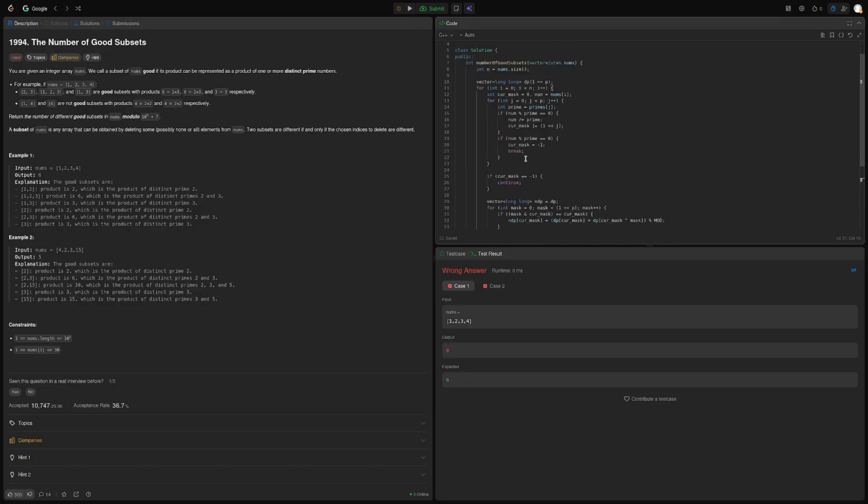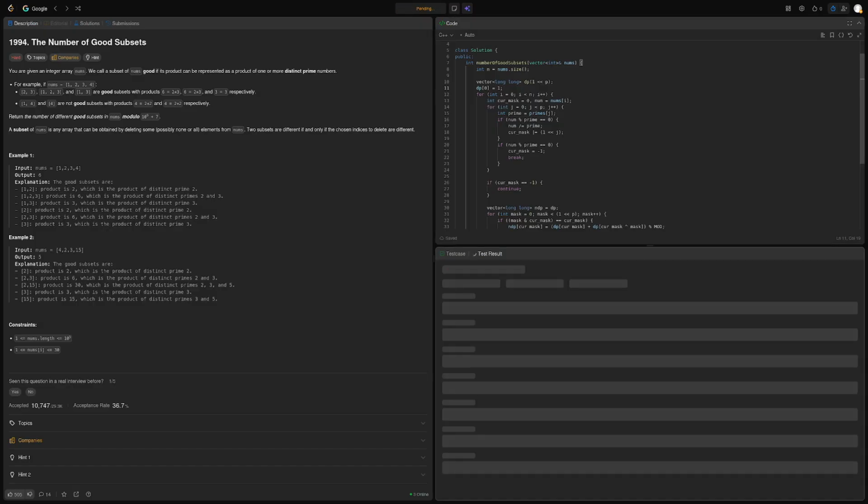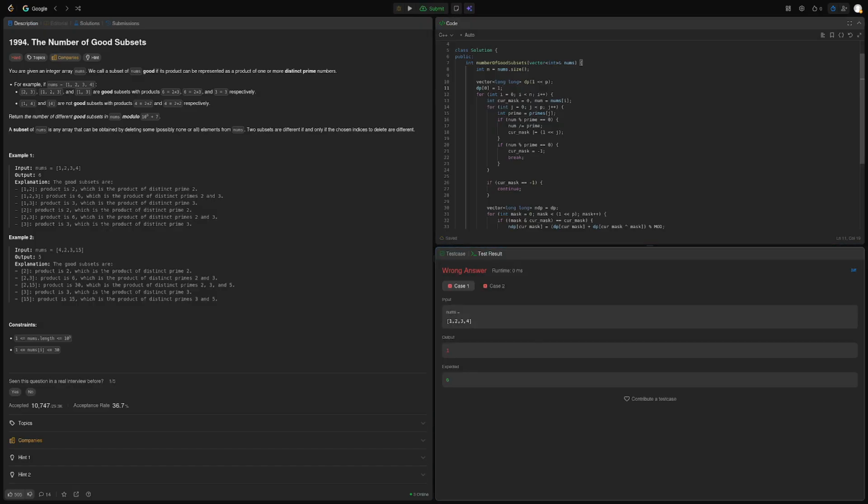Output is 0. Okay, that's interesting. No, there is actually one way to make subarray from 0 elements. Shouldn't it all be 1 actually? What is annoying me? Oh. Ah. Okay. DP0, 1. Maybe. Okay, that didn't work.